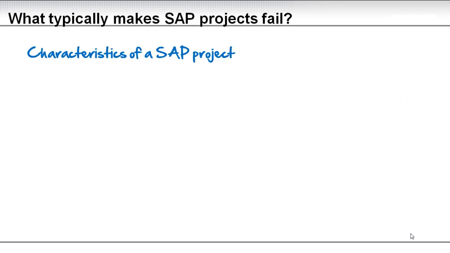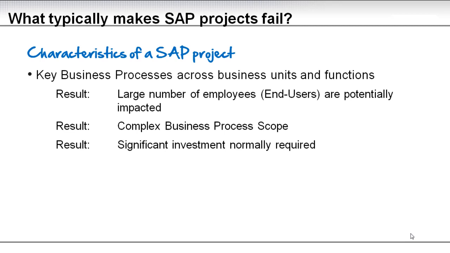What typically makes SAP projects fail? To answer that, let's have a look at the characteristics of an SAP project. Normally, an SAP project impacts a number of key business processes across business units and functions. The result is that a large number of employees, or end users, are potentially impacted. These are the key business processes, meaning some of the most complex business processes are in scope of the SAP projects normally.